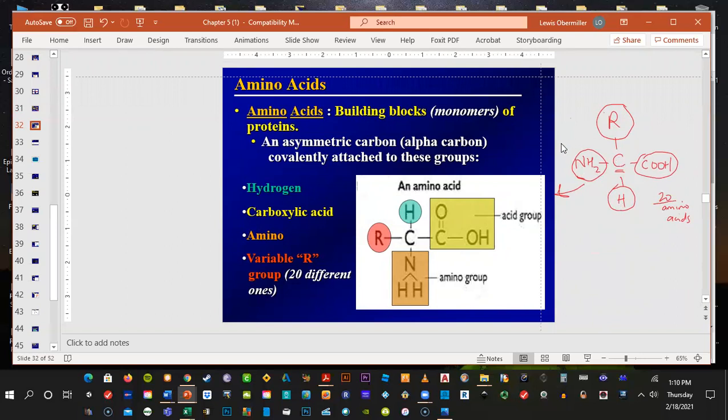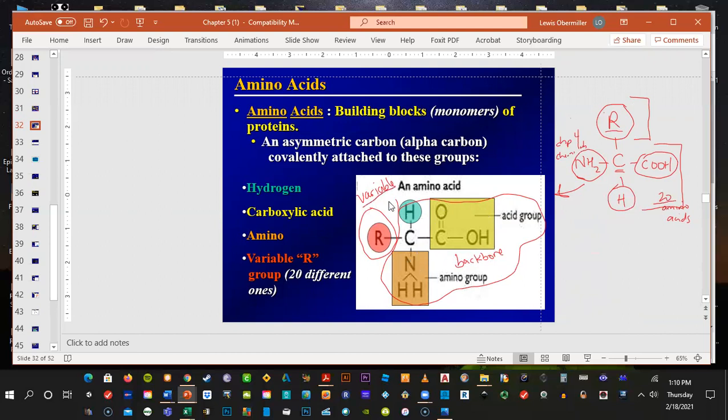So if you know these from chapter 4 and from your chem lab, then you should be fine. And then the fourth group, remember carbon can make four bonds, if it has to, is the R group or variable group. So this one varies. This is called the backbone, the things that are the same, which are these groups here. This is the backbone. It never changes, right? It's the same for every amino acid. And this is what we call the variable group.